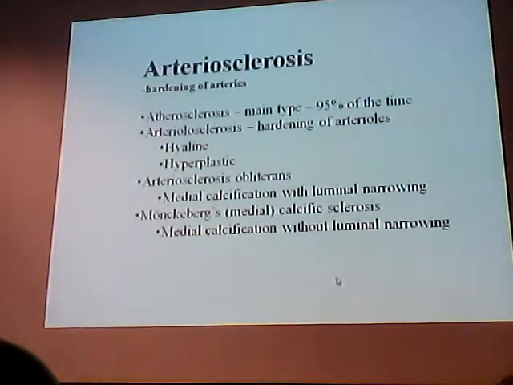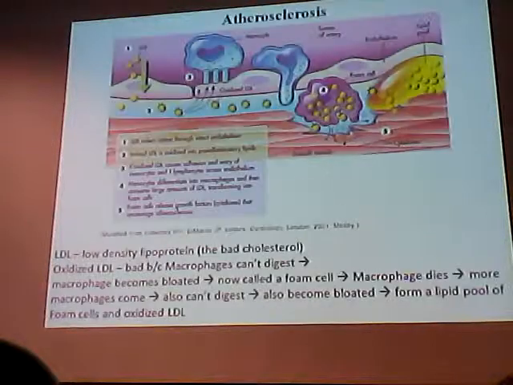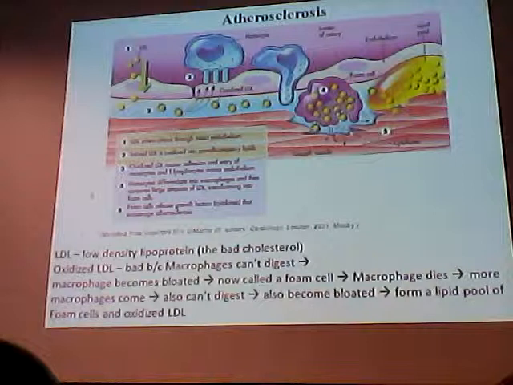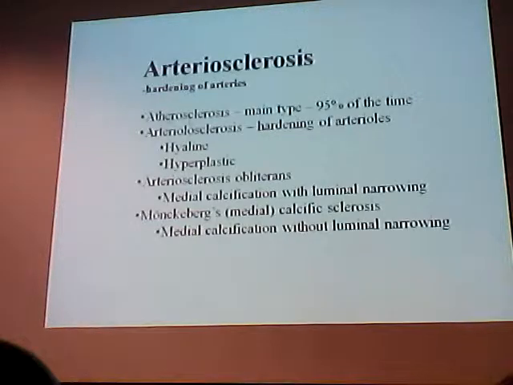So arteriosclerosis is a more broad category, and all of these things underneath fit into it. There's atherosclerosis, arteriosclerosis obliterans, and Monckeberg's calcific sclerosis. Atherosclerosis is probably the one you might hear most of the time, at about 95%.